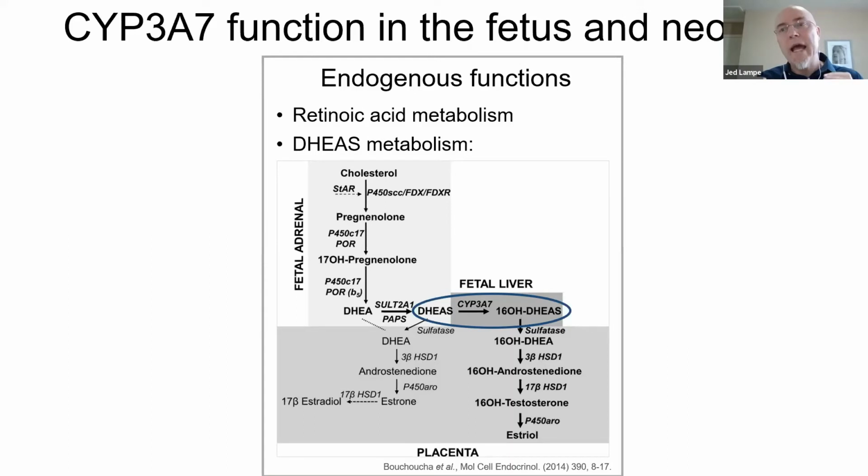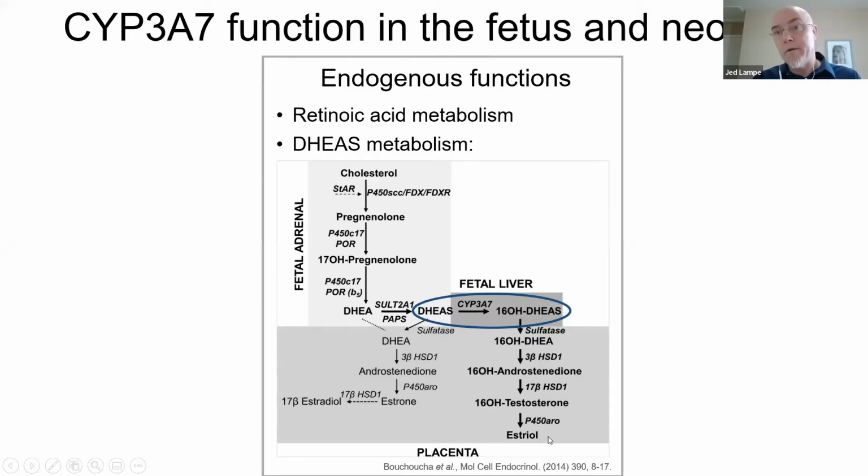3A7, on the other hand, has a completely different type of function, an endogenous function. Remember, a lot of these P450s also metabolize steroids and are important in the synthesis of steroids. And in 3A7's case, it hydroxylates DHEAS to 16-hydroxy DHEAS, which gets exported from the fetal liver into the placenta and eventually converted into estriol.